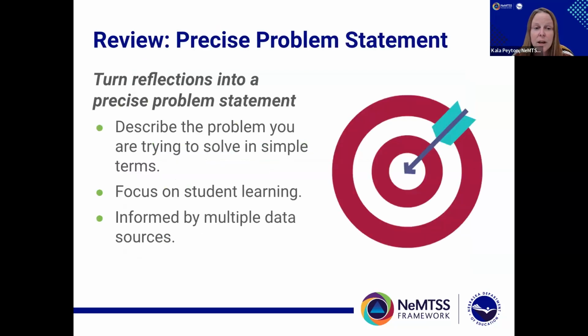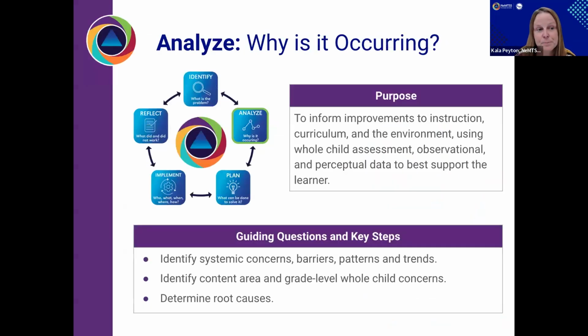As a reminder, a precise problem statement is a way to describe the problem to be solved in simple terms. It is typically focused on student learning and informed by multiple data sources. In the second step, school teams will analyze why the issue or problem is occurring. School teams will consider systemic concerns, barriers, patterns, and trends. They will identify content area and grade level concerns for the whole child, and they will determine root causes.